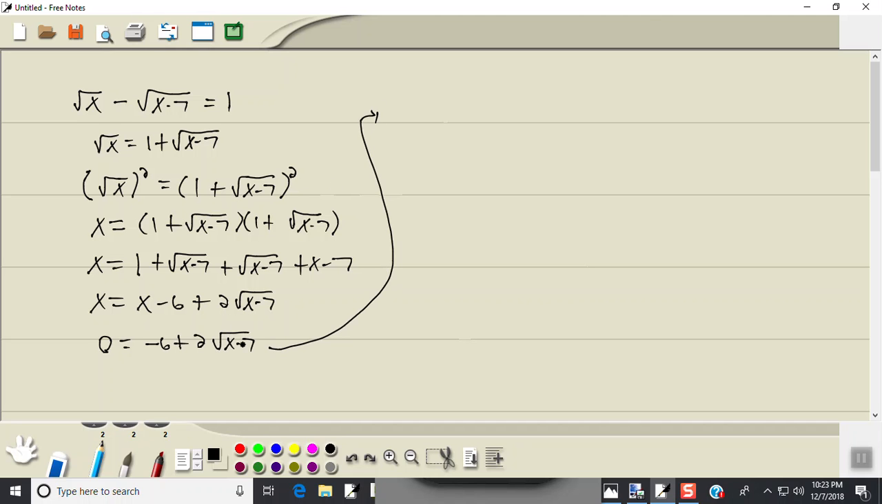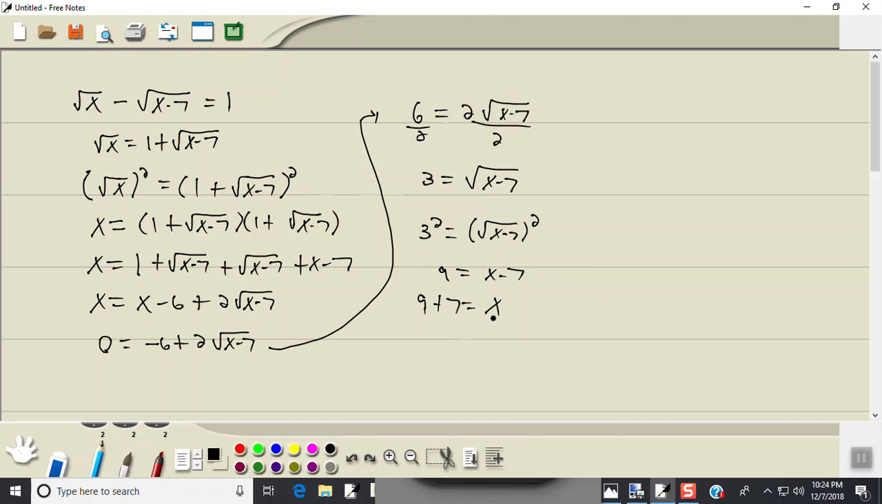Now we still need to get the radical by itself, so I take negative 6 over. Then divide both sides by 2. And now we're going to raise both sides to the second power again. Three squared is 9, and this gives me x minus 7. Take the negative 7 over, and you get x is equal to 16.